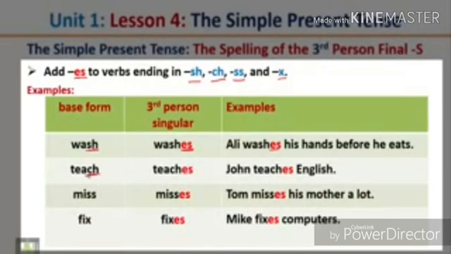Teach: teaches. Ch, so we add es. Example: John teaches English. Miss, ss, so we add es: misses. Example: Tom misses his mother a lot. Fix, x, so we add es: fixes.